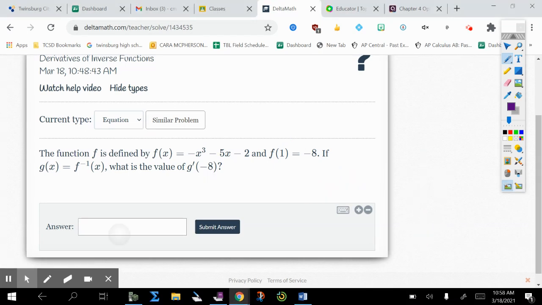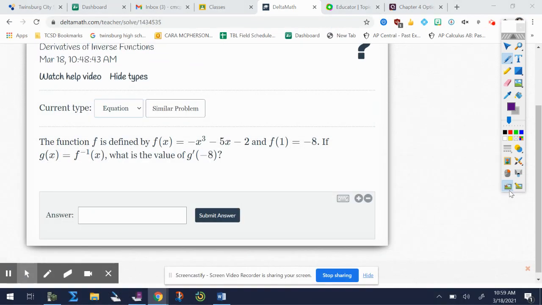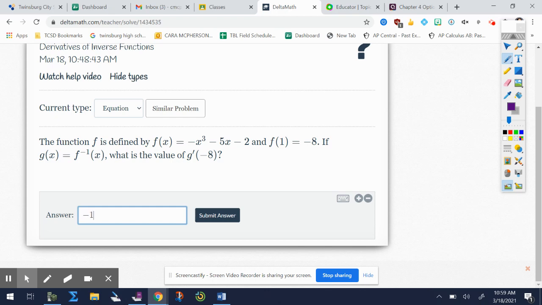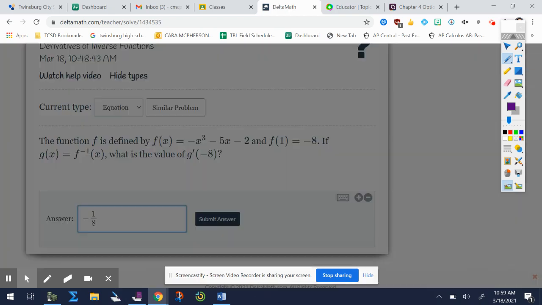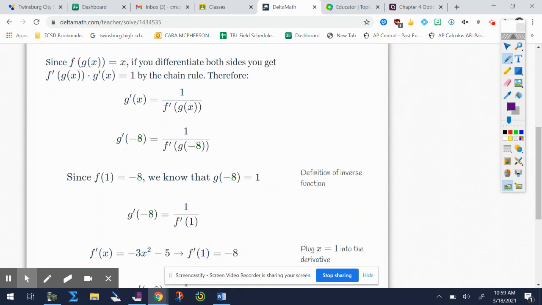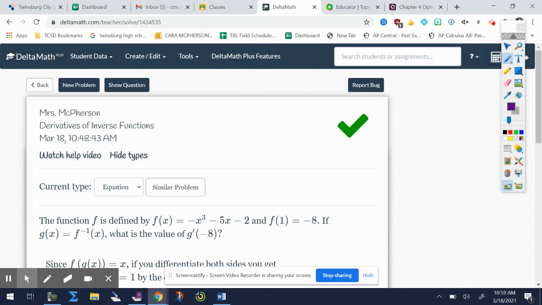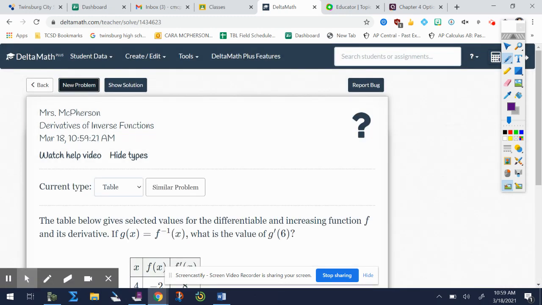So on your screen, you're going to type in negative 1/8 and get your answer. And I'm going to look at how they explain it. I actually think they do it kind of similarly. I hope I can streamline it for you. So let me show you another one, and then I think we'll be good.